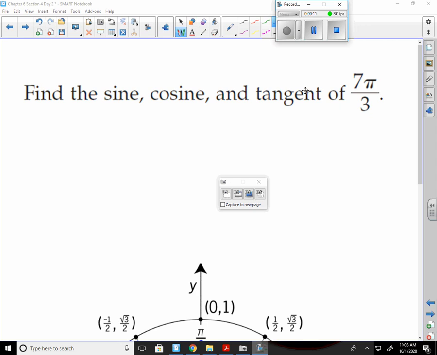Find the sine, cosine, and tangent of 7 pi over 3. You can tell I'm getting real bored now. I'm going to start coming out with a new greeting every day. So we got sine, cosine, and tangent of 7 pi over 3.